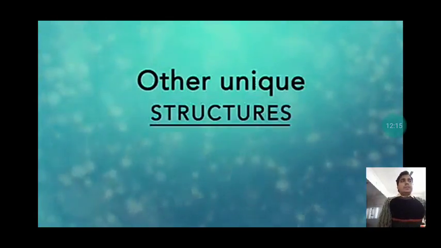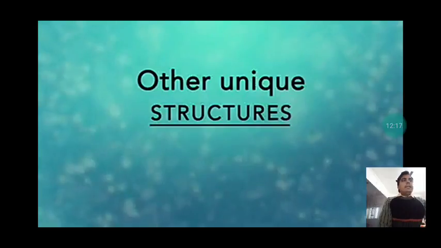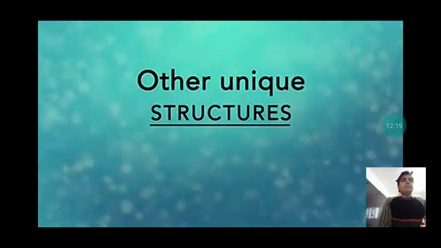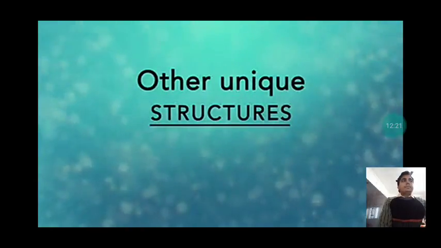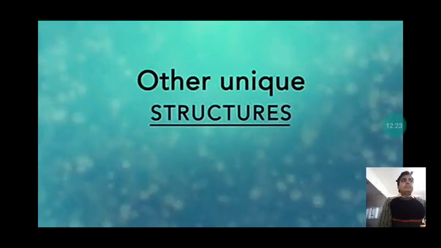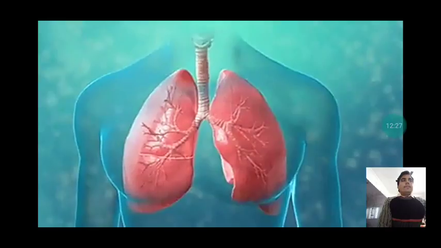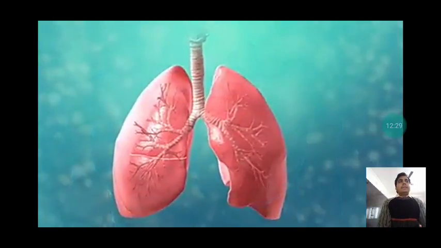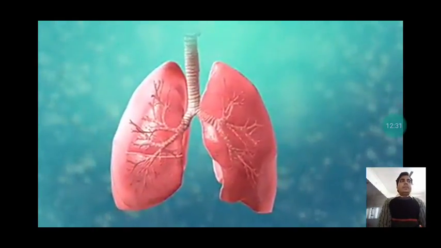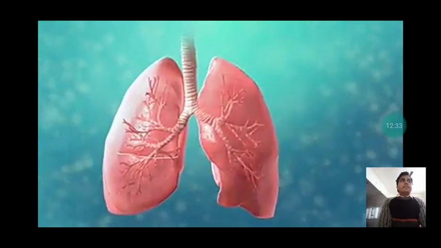Other unique structures. There are many other unique structures that only some cells have. Here are just a few. In humans, for example, the respiratory tract is lined with cells that have cilia.